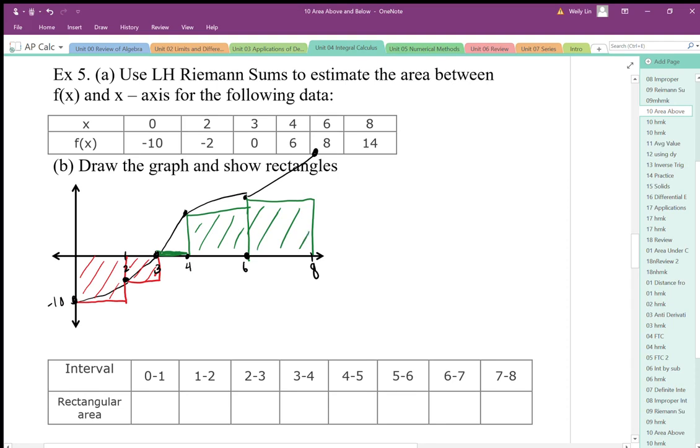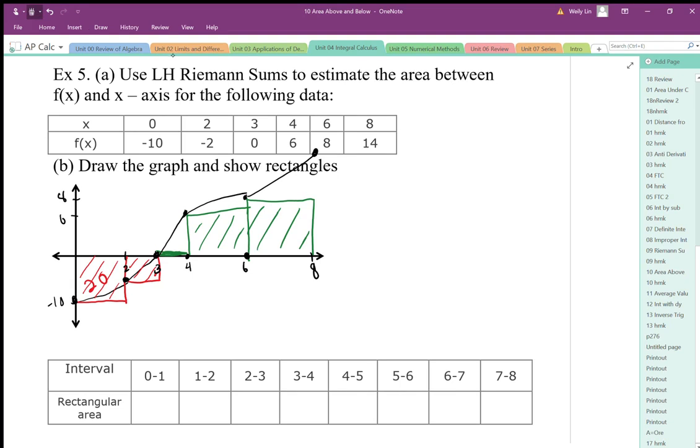So if I was to talk about the areas here, we know that the area below is going to be, well, this is a 2 by 10 rectangle, so 20. Okay, I should maybe put in my little bit here. It's going to be 6, 8, and that's way up at 14. Okay, so I'm going to calculate those areas using those y coordinates. That's going to be 0.